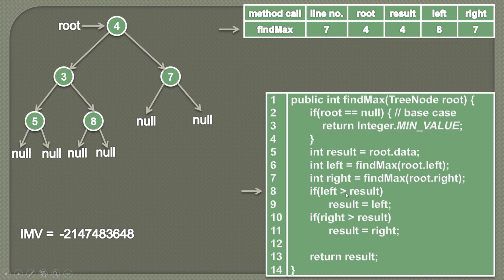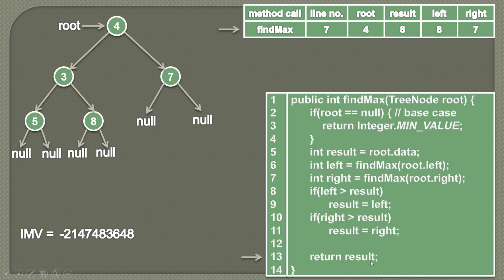So we'll check whether left is greater than result or not. The value of left is 8. It is greater than result, which is 4. So we'll simply update the value of left into result. So result becomes 8 now. We compare whether the value of right is greater than result or not. The right value is 7, which is not greater than 8. So this condition comes out to be false.